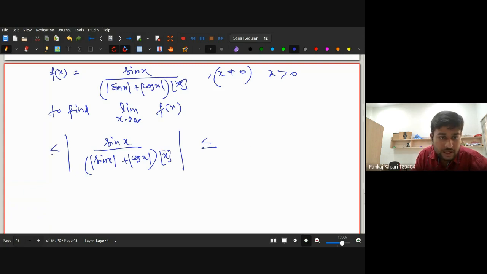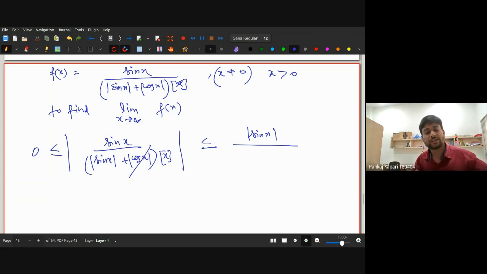So when x is positive, this is greater than or equal to zero, but this is the modulus of sine x, and you just forget that cos x was there. If you remove cos x, then you are just left with sine x times the box x. Now notice that they will cancel, so this is just equal to 1 over mod x.